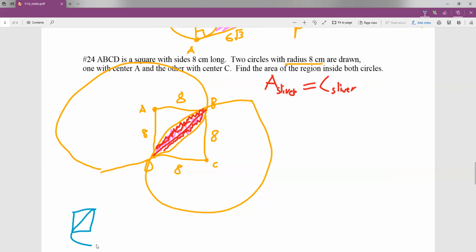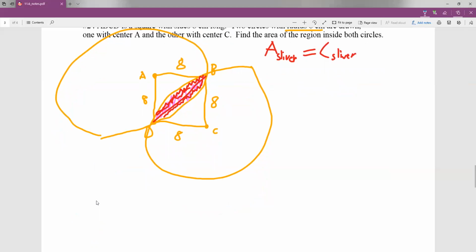And here's my circle. We're going to do it for circle C. And then I'm going to draw, oh, gosh, that's so bad. Let me redraw that. Center here at C. It's going to go something like that. And I'm going to draw this right here. Okay. So this has 8 and 8. It's a square, so we know that this is 90 degrees.